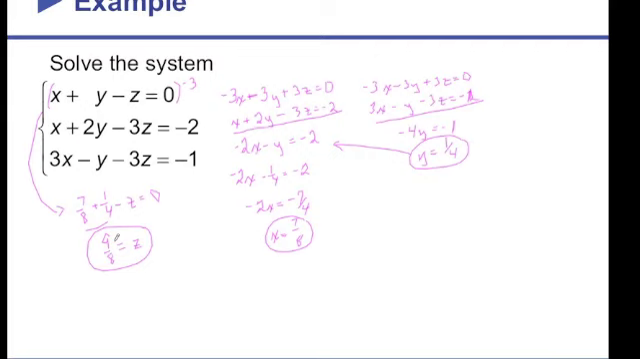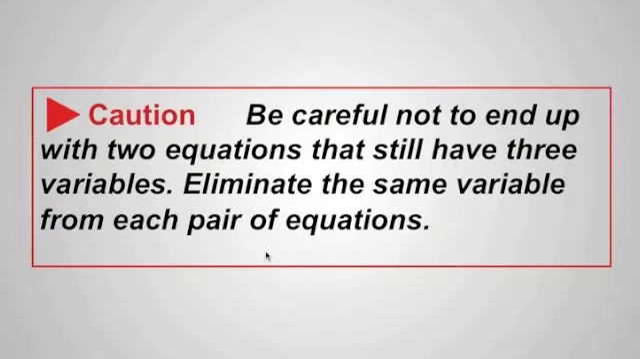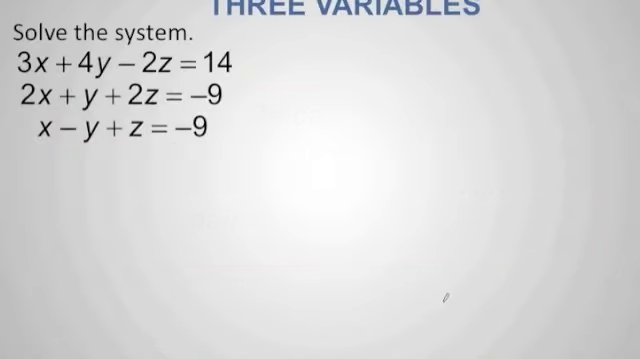And you can check those in all three equations, or in these two equations, and fill them in also, and it does check. Now you do need to be careful not to end up with two equations that still have three variables. You eliminated y from one pair and z from the other pair. It doesn't help. So here's one of these to try.